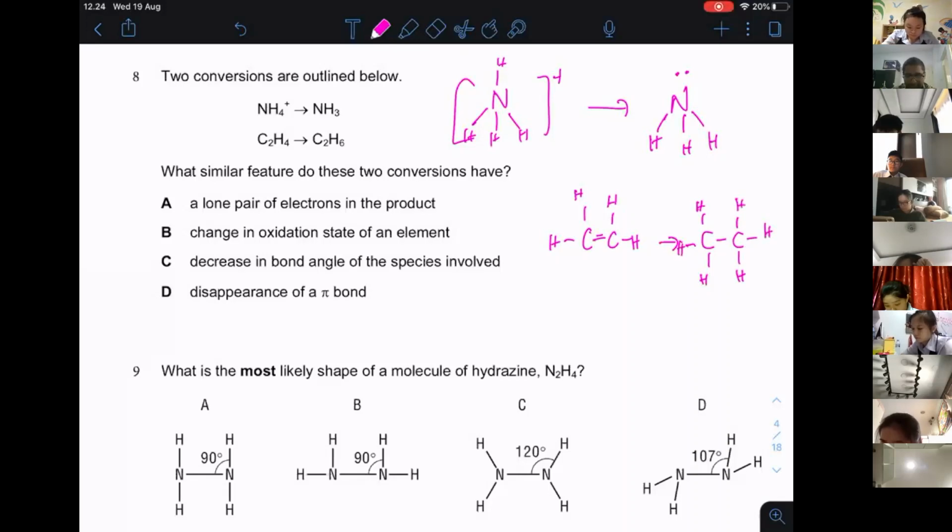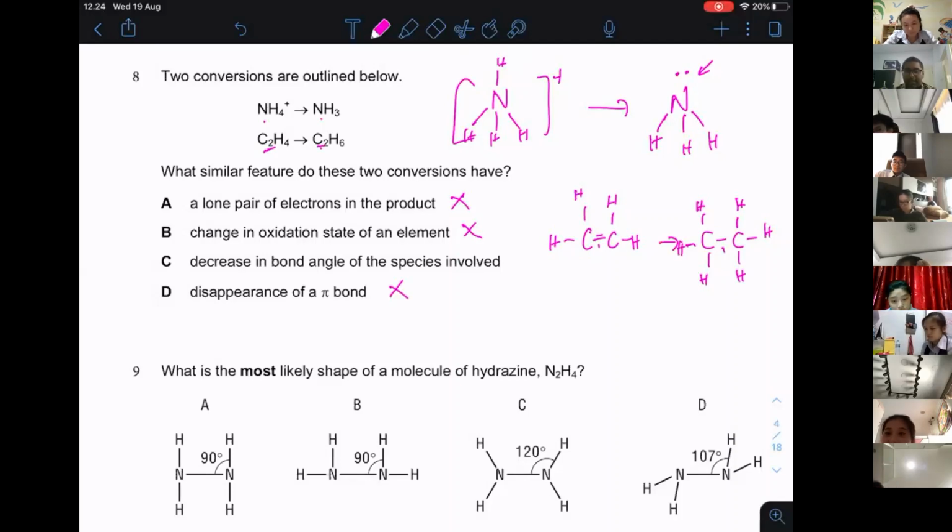So which similar features? The lone pair of the electron in the product, they have lone pair, don't have lone pair. So might not be the answer. Change in oxidation state of an element. From here nitrogen to here, and then carbon to here, there is no change of the oxidation number here. So might not be correct. Disappearance of pi bond, yes, disappearance, but this one there's no pi bond, so what is there to disappear, so no.